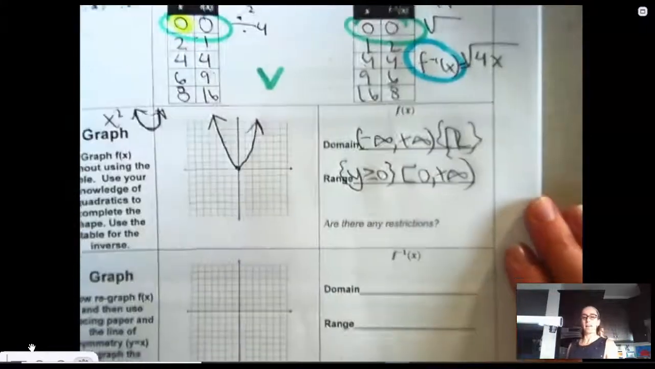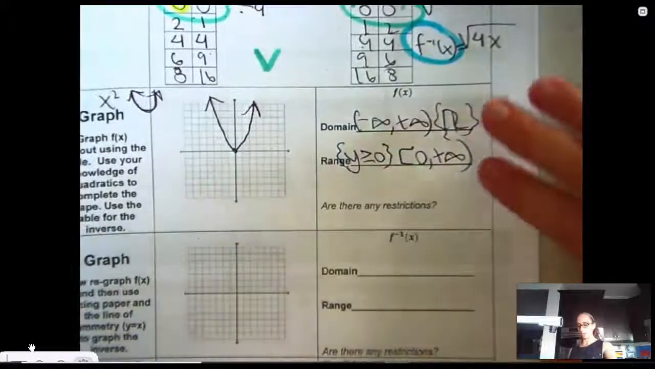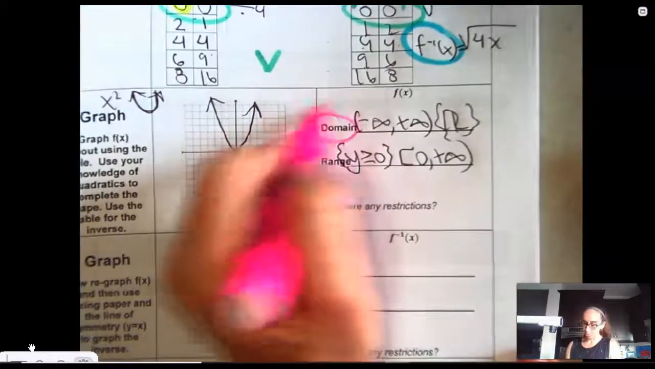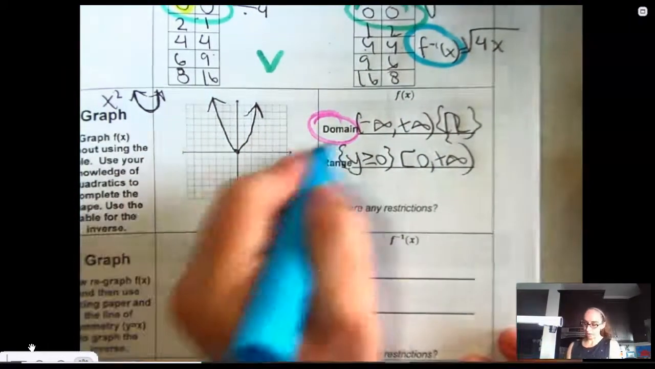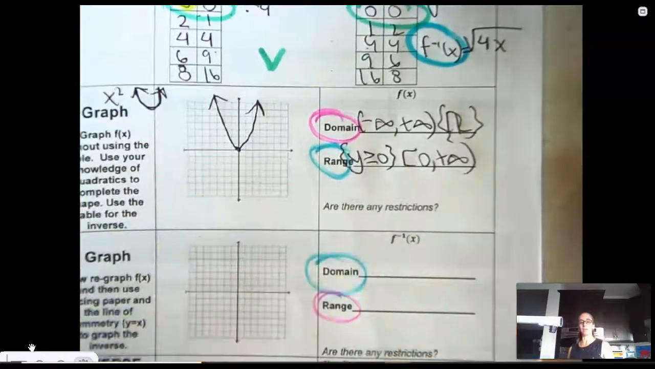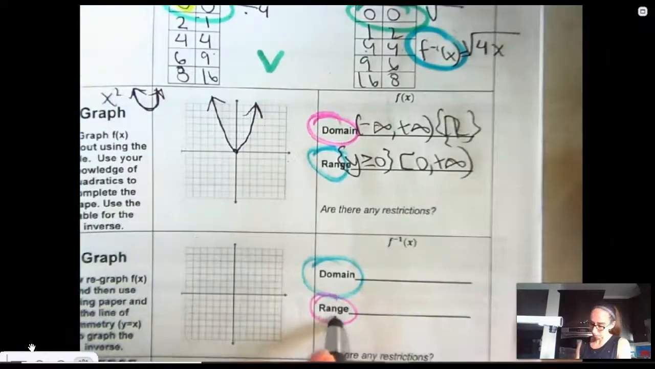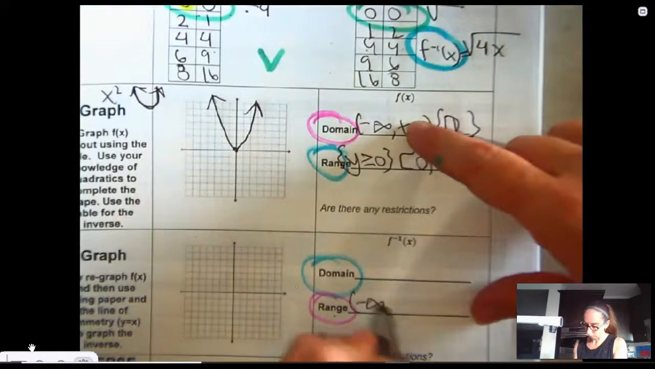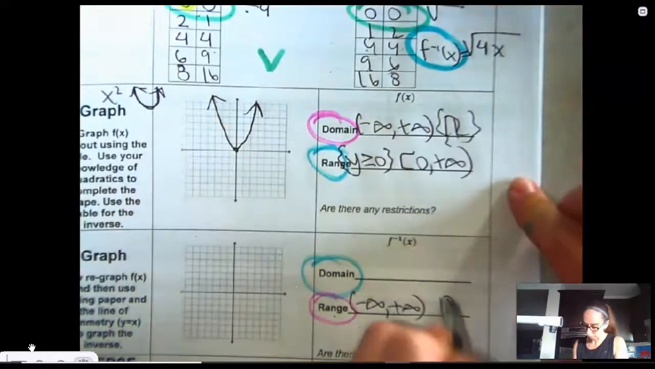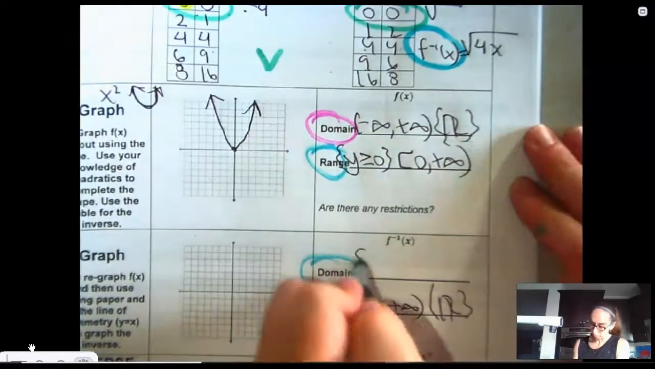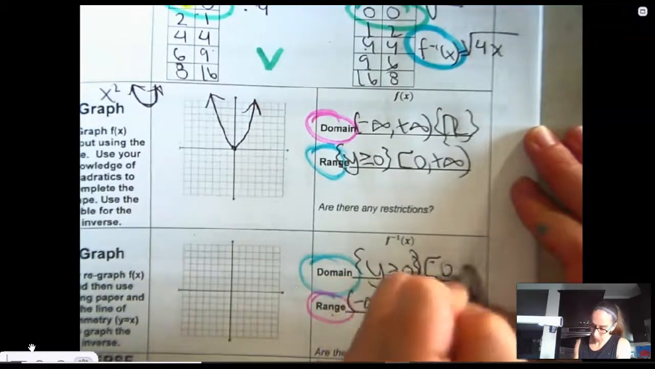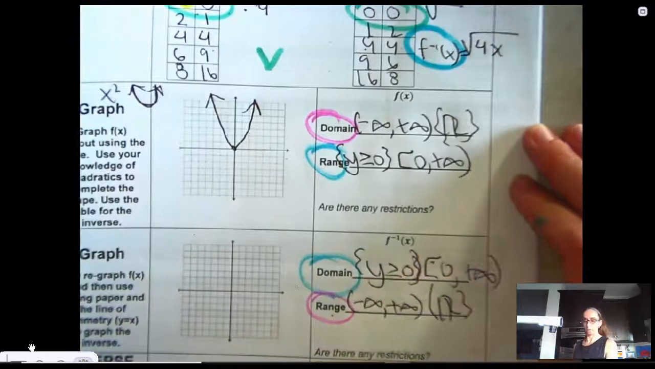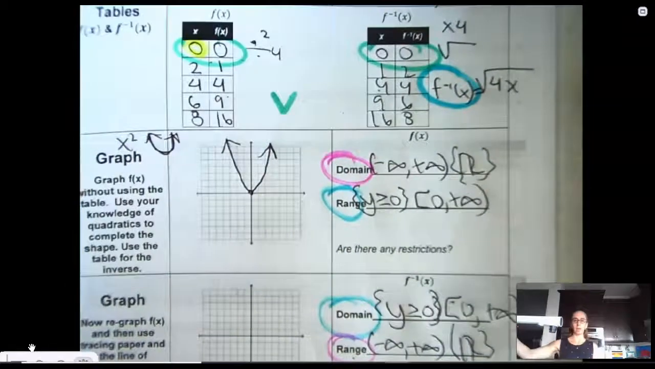Now, if that's the case, that means when I do the domain, look at this. The domain here should be this range here. The range here should be this domain here. So technically, I should be able to go, okay, this is negative infinity to positive infinity, all real numbers, and this is y is greater than or equal to 0, [0, infinity). But there's a problem. And here's the problem.